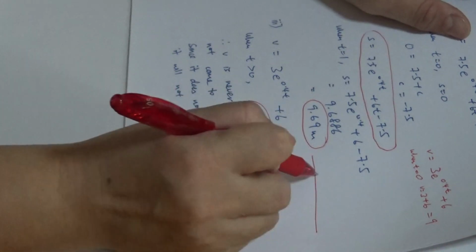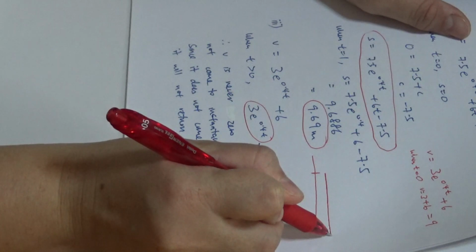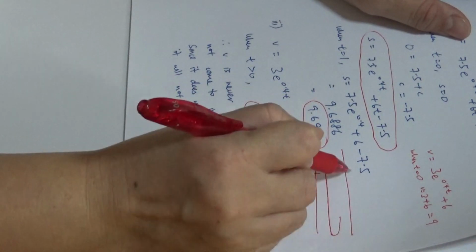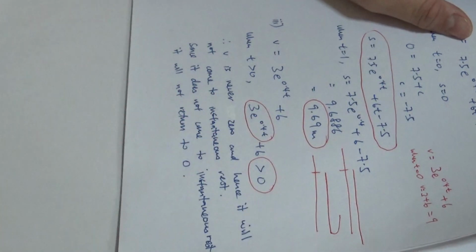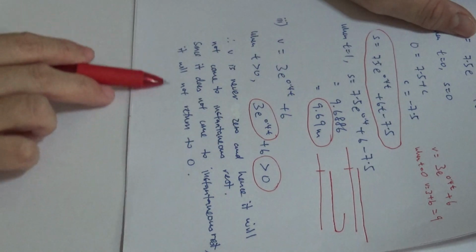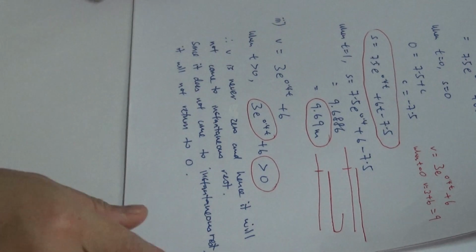That means once the particle starts moving, it will go on and on. There's no instantaneous rest, therefore it will not turn back. Okay? That means it will, from the starting point, move on and on forever. Since it does not come to instantaneous rest, it will not return to O. That means it will travel on forever and ever and will never return to O. So this is how we explain question 9, part 3.